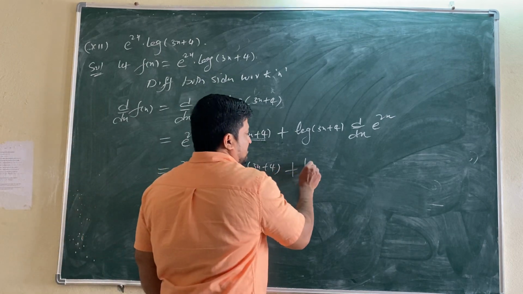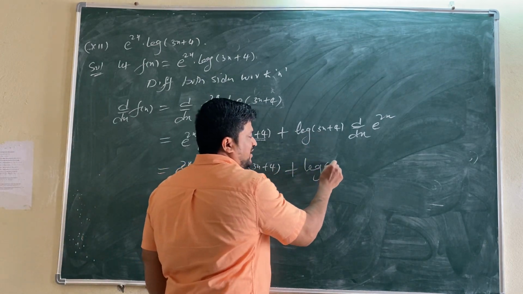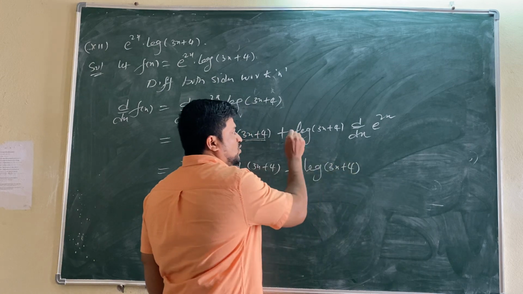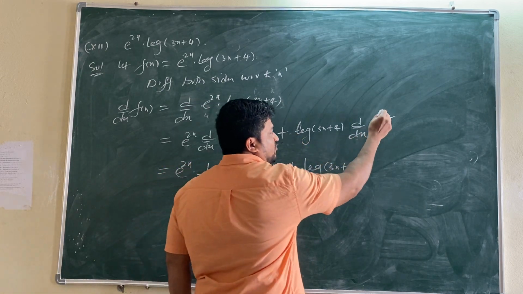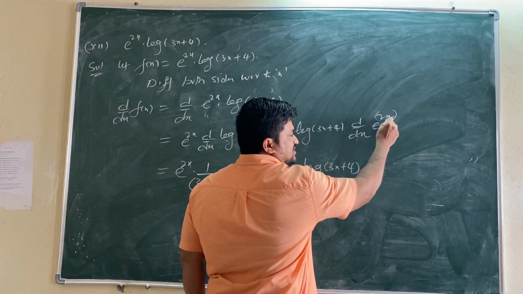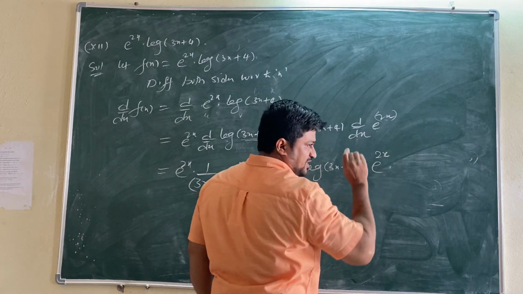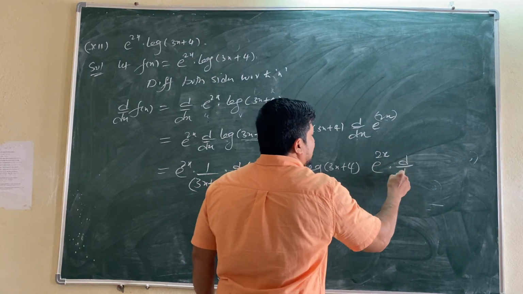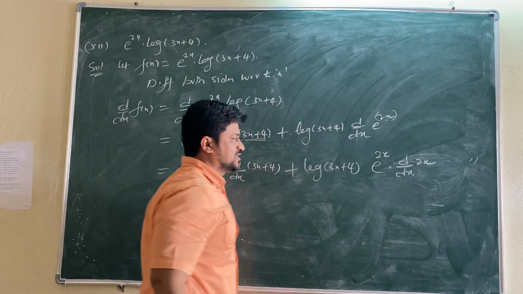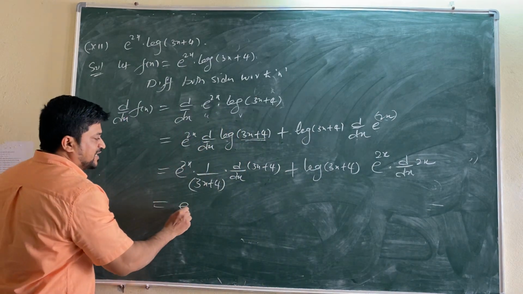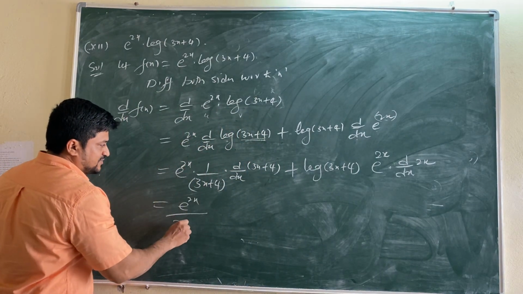Plus, we will not write 1 by x to this one. Why? Because no derivative is there for the log. Here the derivative is there only for this value. e power, consider this to be x. The derivative of e power x is e power x. Whatever we considered, that again we need to write as the inner function. Now wherever d by dx is there, we have to simplify that.